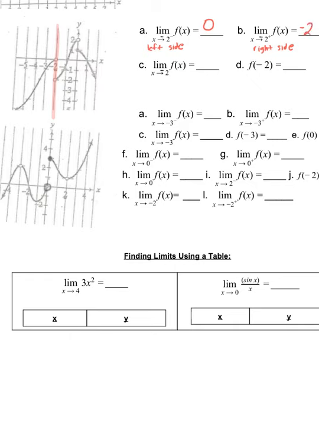Okay, so that is a bad date. The left and the right are not equal. So the limit at plain old -2 does not exist. All right, it's a bad date. You're moving in different places. In order for the limit to exist at plain old -2, the left and the rights have to be the same.